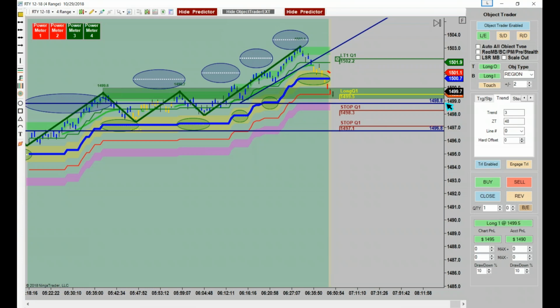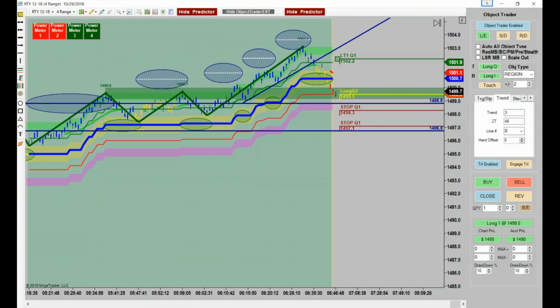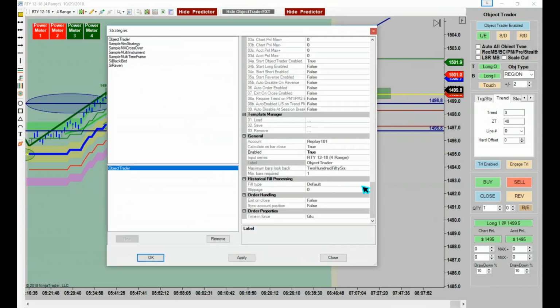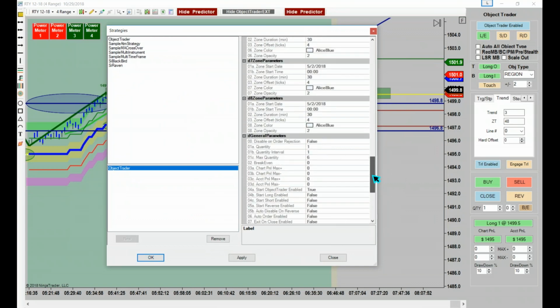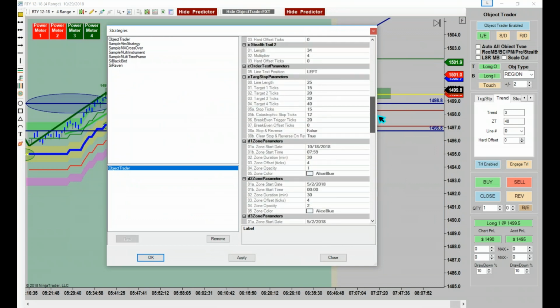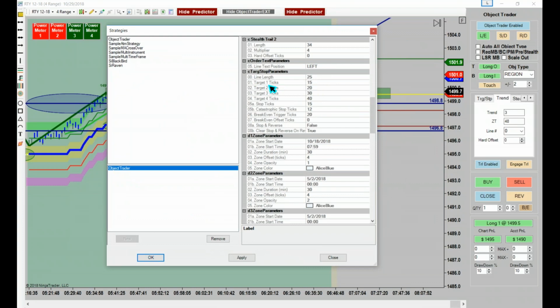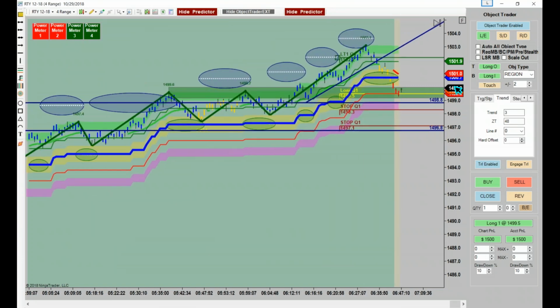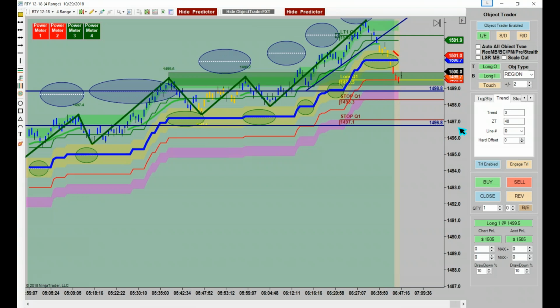And you can even go into your Object Trader strategy. I won't turn this off, but if you were in your Object Trader strategy, you can actually tell it that you want to do, let's say, just 10 ticks. Just set a target for 10 ticks and put on 3 contracts, to give an example, it'd be $150. See, this trade's still working. It's a Phantom so far.